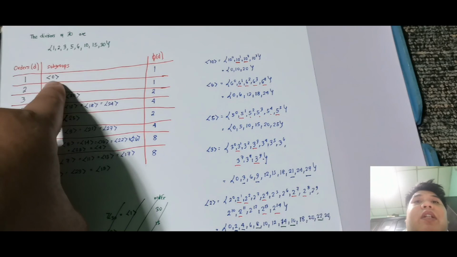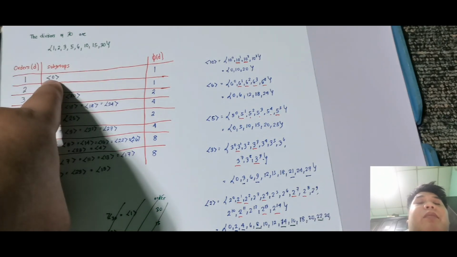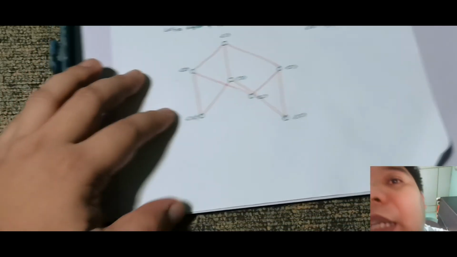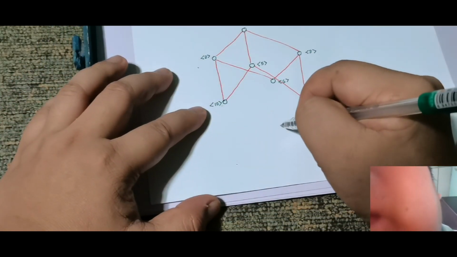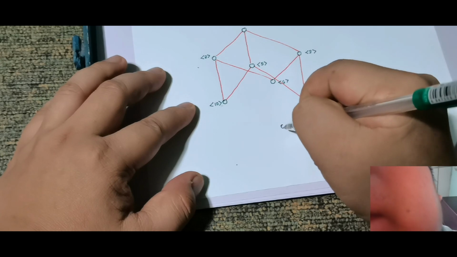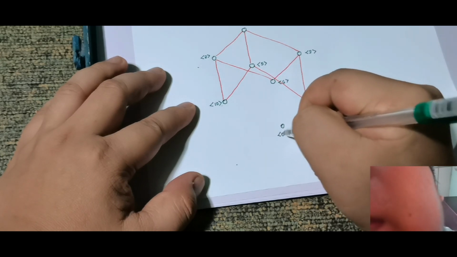Lastly, syempre, yun yung order 2, no? Si 15. Si order 0 na, or si subgroup generated by 0. So, siya yung identity element. So, obviously, lalagay natin siya dito, sa pinakamababa. So, dito ko na lang siya lagay. This is subgroup generated by 0.